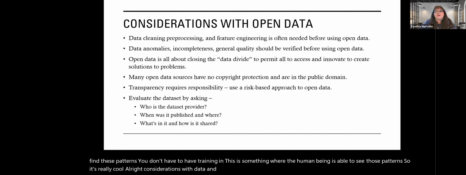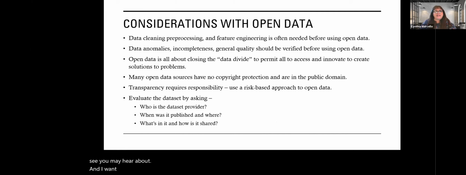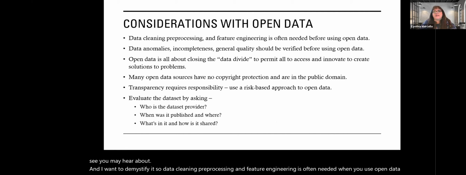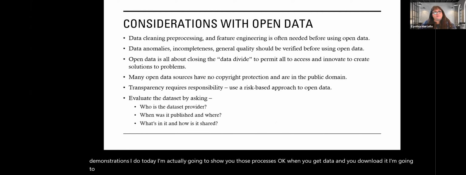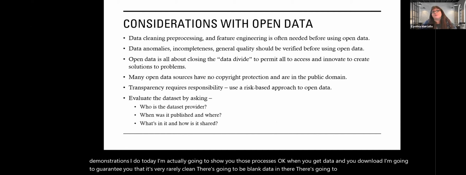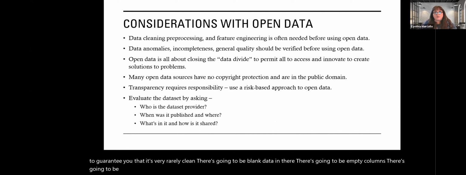So I'm going to throw some terminology around which you may see, you may hear about, and I want to demystify it. So data cleaning, pre-processing, and feature engineering is often needed when you use open data. The demonstrations I do today, I'm actually going to show you those processes, okay? When you get data and you download it, I'm going to guarantee you that it's very rarely clean. There's going to be blank data in there. There's going to be empty columns. There's going to be weird characters like Unicode, like gobbledygook, if you will. Okay, data that is probably not useful unless you do something with it, right?